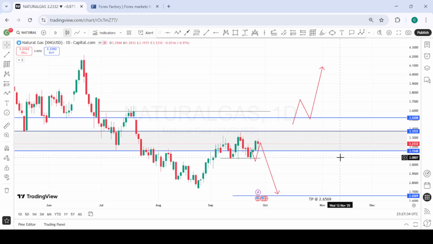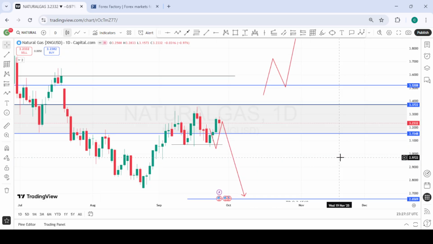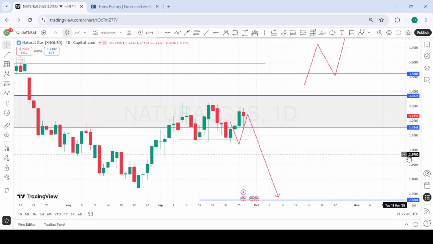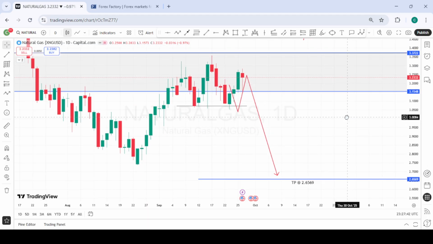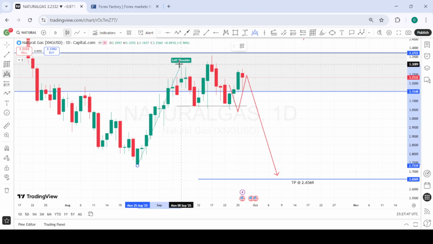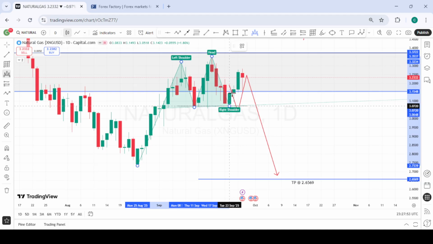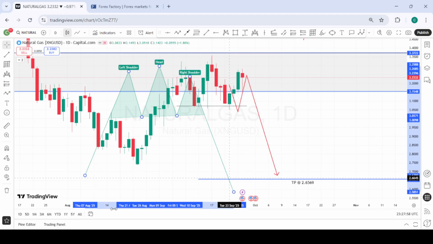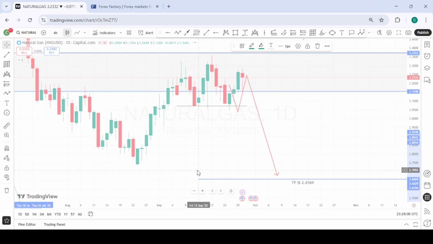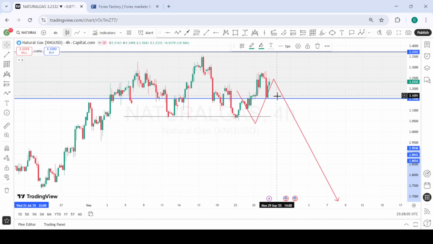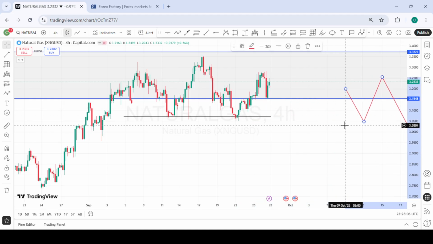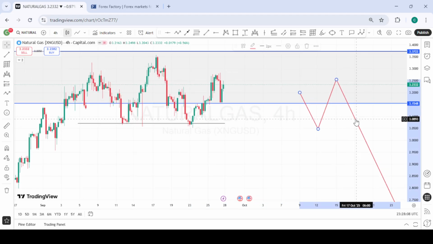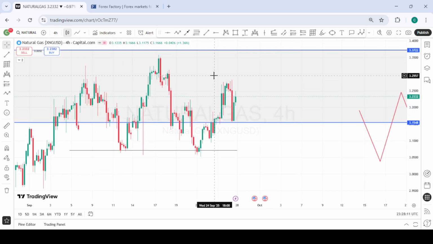We have here natural gas. As of last week, we were expecting price to give us a nice head and shoulders formation, which looks like it's actually developing now. We have the left shoulder, we have the head, and it looks like the right shoulder is forming right now. So for the coming week, we'll be looking forward to a reversal pattern or some selling confirmations around this zone.